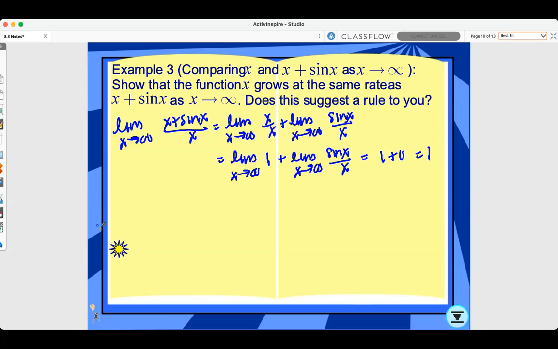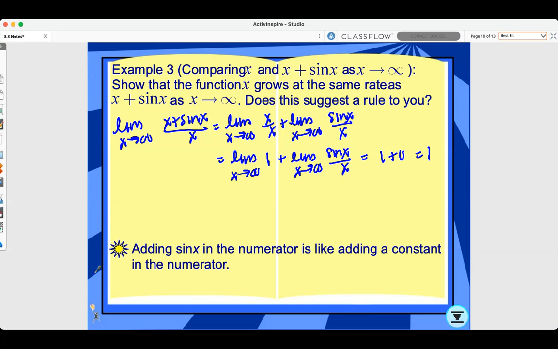So since I got 1, which is L, a number, they grow at the same rate. And adding sine x in the numerator is like adding another constant in the numerator.